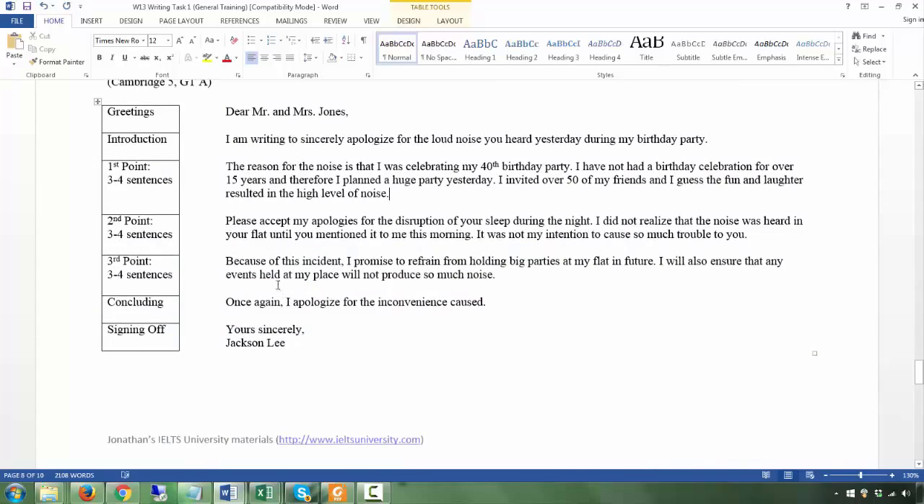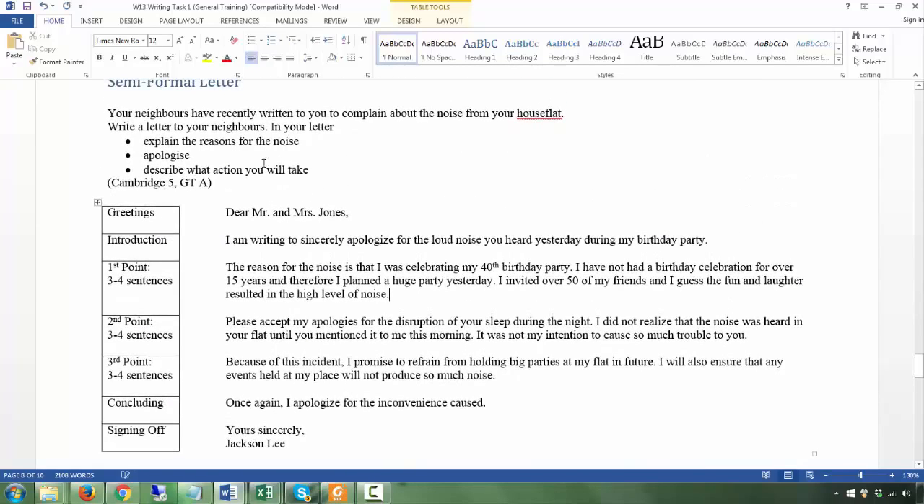And the third point, describe what action you will take. Because of this incident, I promise to refrain from holding big parties at my flat in future. I will also ensure that any events held at my place will not produce so much noise. Then the concluding paragraph: once again, I apologize for the inconvenience caused.